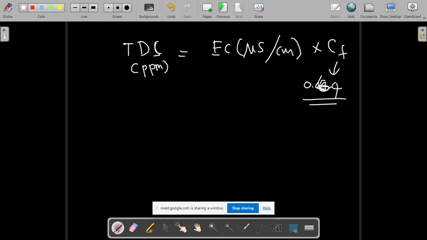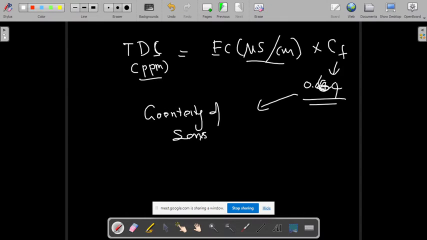0.64 is the conversion factor for these units. அதாவது எலக்ட்ரிக்கல் கண்டக்டிவிட்டி மைக்ரோ சீமென்ஸாக இருக்கணும், இது வந்து பார்ட்ஸ் பெர் மில்லியனாக இருந்தால் this value is 0.64. இது என்ன வேல்யூ அப்படின்னா this actually contributes to the geometry of the sensor.